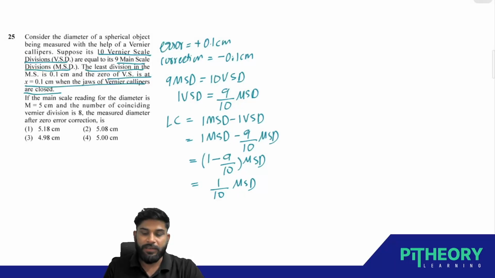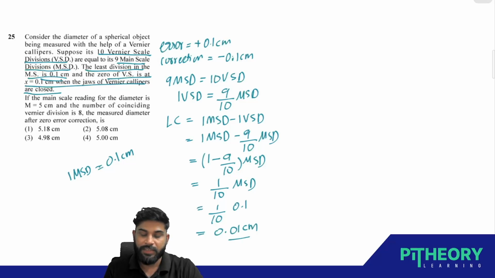MSD is given. How much is MSD given? One main scale division is 0.1 centimeter, it is given. So you can write 1 by 10 into 0.1, and you'll be getting 0.01 centimeter. That's the least count that you get. So now easily you can find the true value.